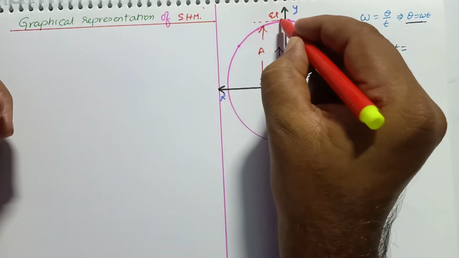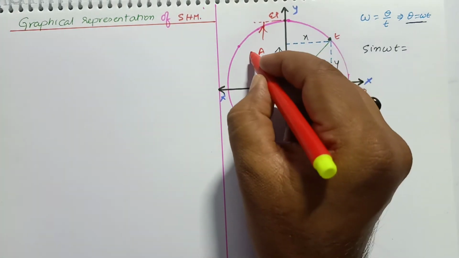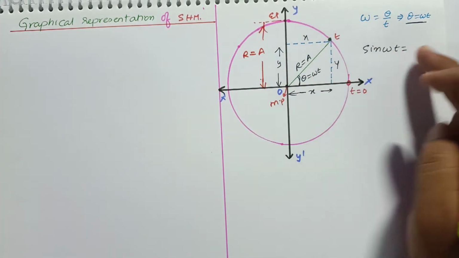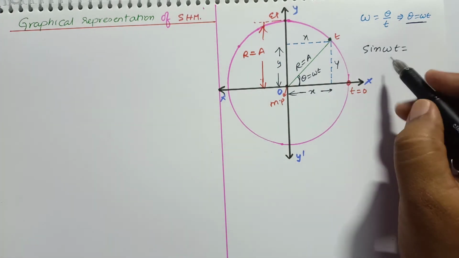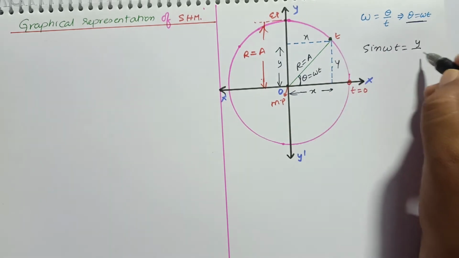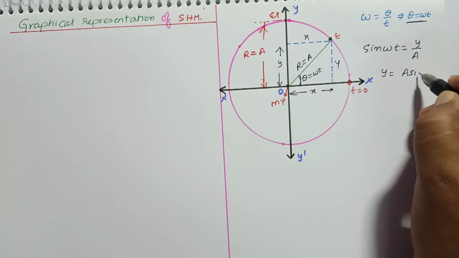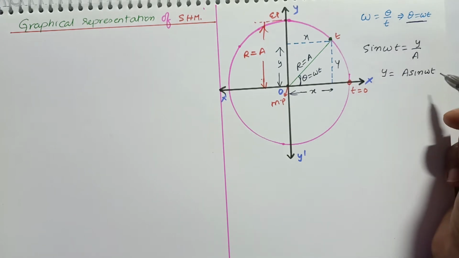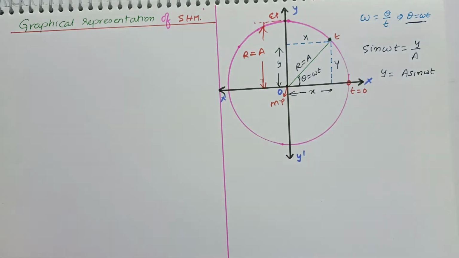This is going to be the amplitude here, and this amplitude is nothing but the radius of the circle. Both are going to be the same. Therefore we can write sine omega t as the opposite side y by the hypotenuse a. Therefore we can write y is equal to a sine omega t. Understand? This is the displacement. Whatever we are doing here, we are finding the concept of displacement.